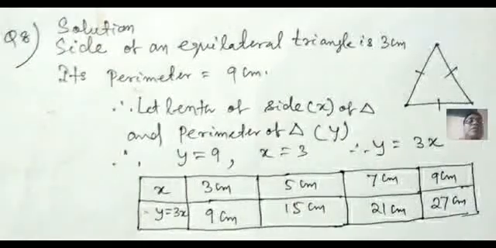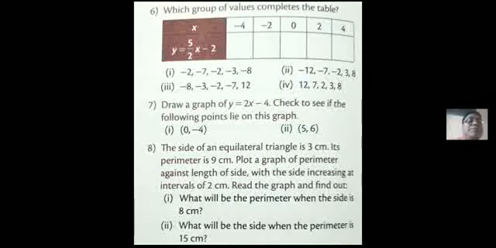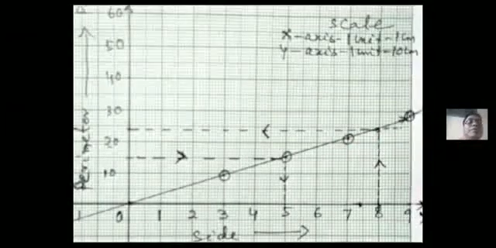To answer the question, the first part is: what will be the perimeter when the side is 8 cm. When the side is 8 cm, so x is equal to 8, you can draw a line through x till it touches the graph and draw a perpendicular line towards the y-axis. You can find out the value of y. It is approximately 24. So 24 centimeter will be the value.